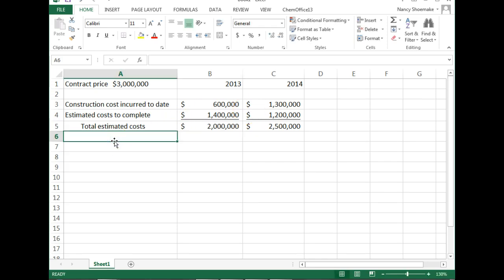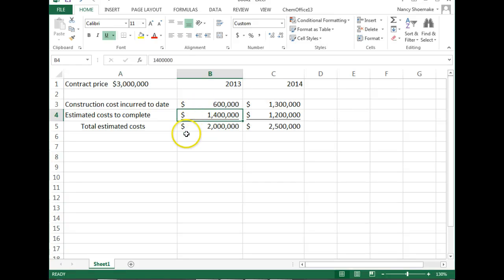Yes, dear? So the construction costs incurred to date, though, those aren't estimated. That's actual. So why are we adding the actual with the estimated? We're not. Okay, hang in there with me. If we're doing this based on the cost method, we're going to show the percent of completion based on actual cost plus what we still think we have left.